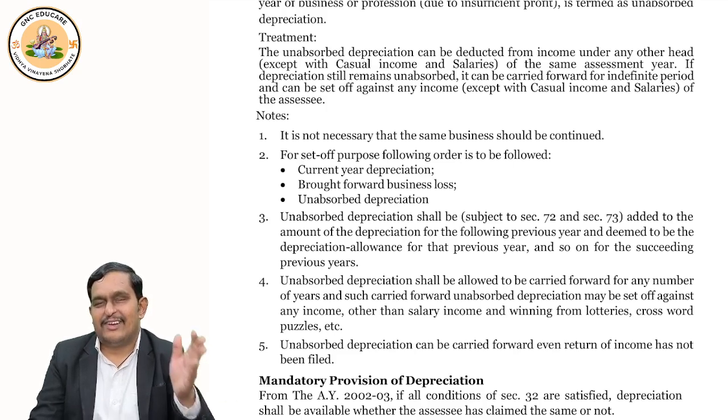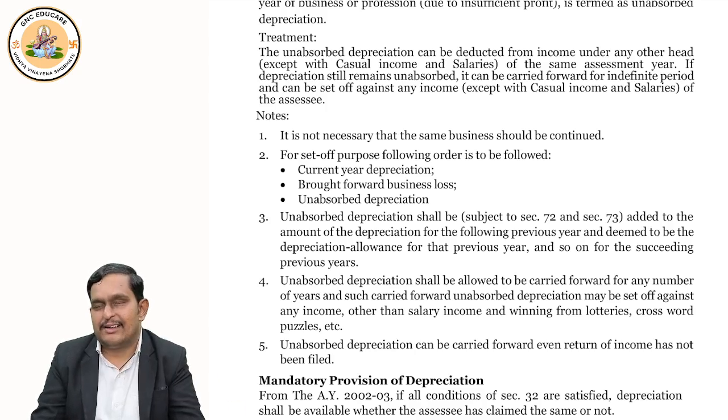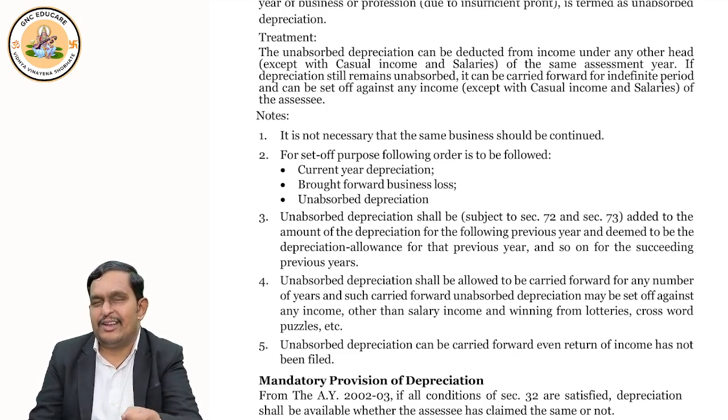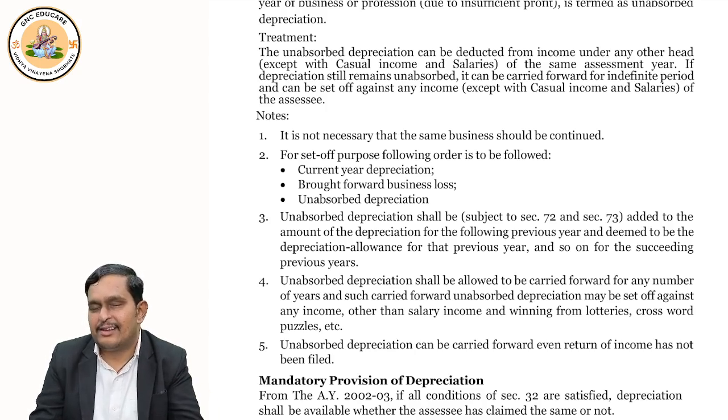So that's why first current year depreciation you deduct. After that, if you have brought forward loss, you deduct that. And still if you have income, no problem. Deduct unabsorbed depreciation to the extent possible. Unabsorbed depreciation will stay, no problem. Unlimited years you can claim that deduction if it is not exhausted. Correct? So this way you should be able to understand the topic.